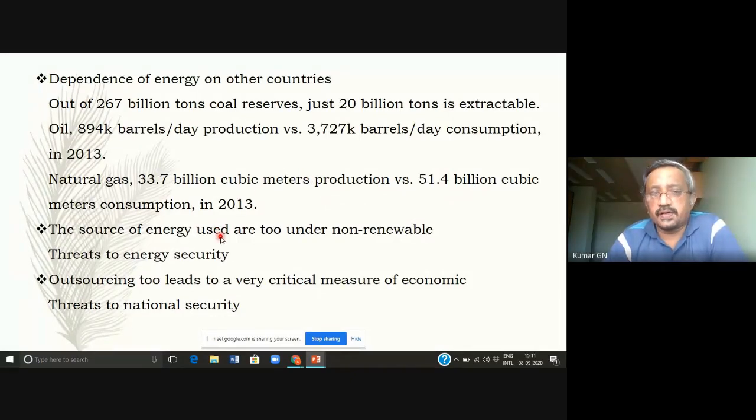The sources of energy used are mostly non-renewable: a threat to energy security, that is a very important point. The source of energy is a very important thing, and outsourcing leads to a very critical economic measure. As I said, once we start importing, if we invest more money in importing fossil fuel, then whatever they say we have to do, maybe our economy will be slightly changing.